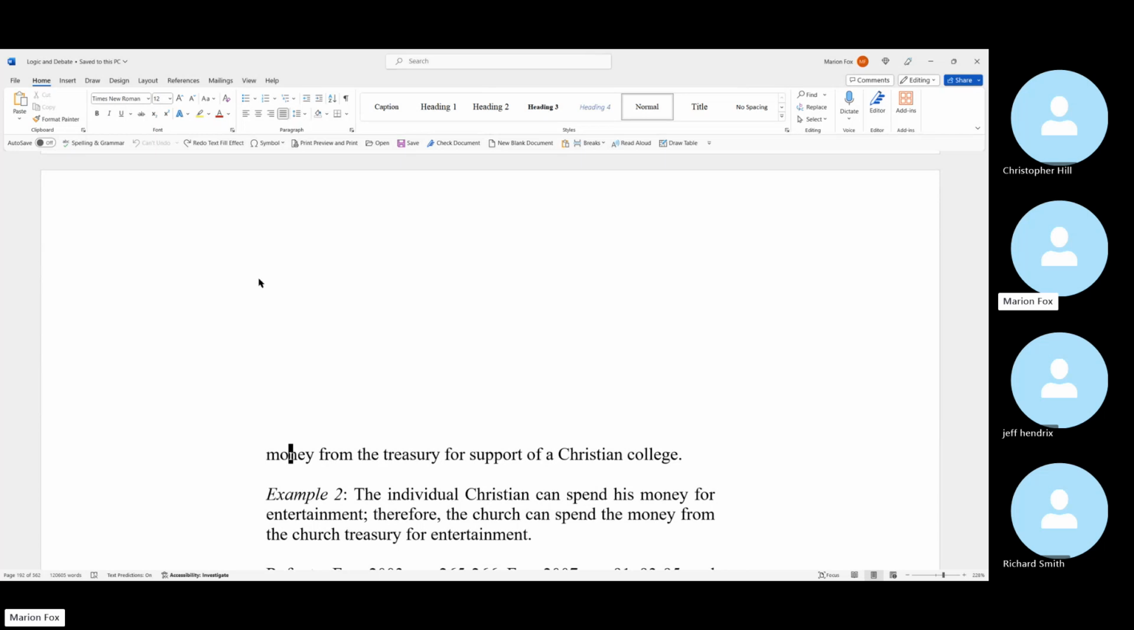It's the same fallacy. The individual can spend his money for entertainment also, and therefore, the church can spend the money from the treasury for entertainment. I'm convinced that the money, when it goes into the collection plate, becomes holy. And there's only three things we can spend that money for: evangelism, that's teaching the lost; edification, that's edifying the saved, those that are Christians, teaching them and helping them to grow; and third, benevolence. I believe these are the three roles that the church can do.